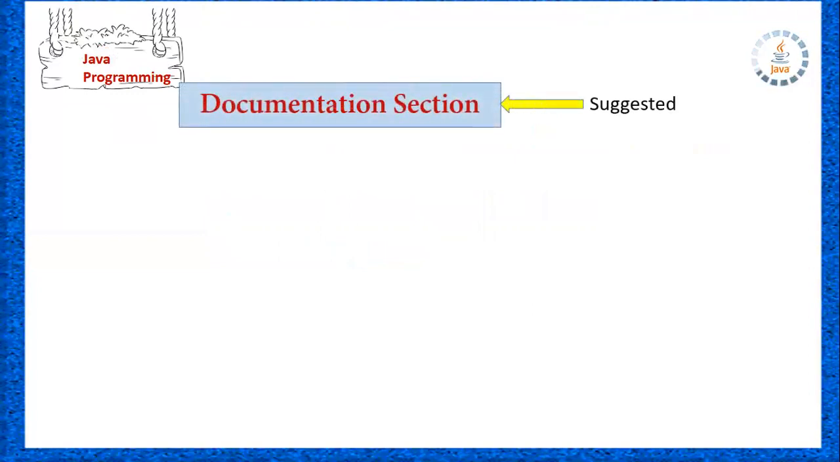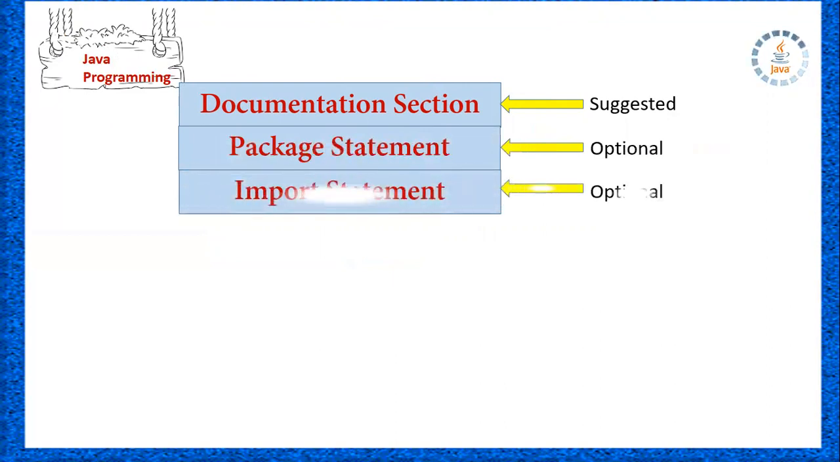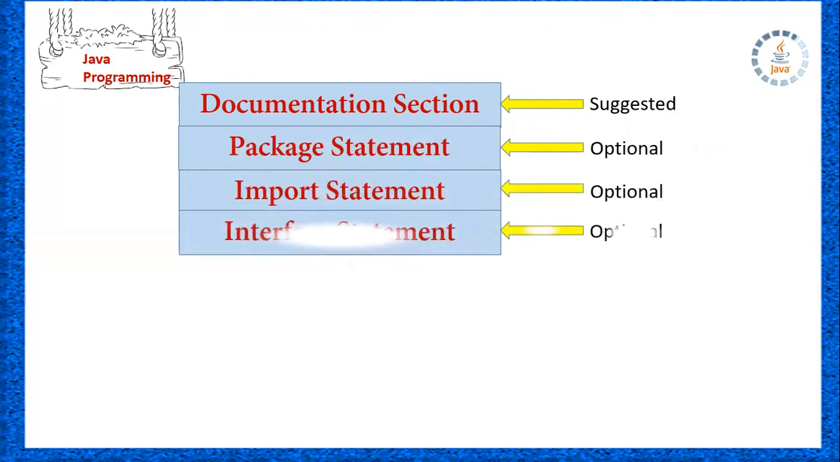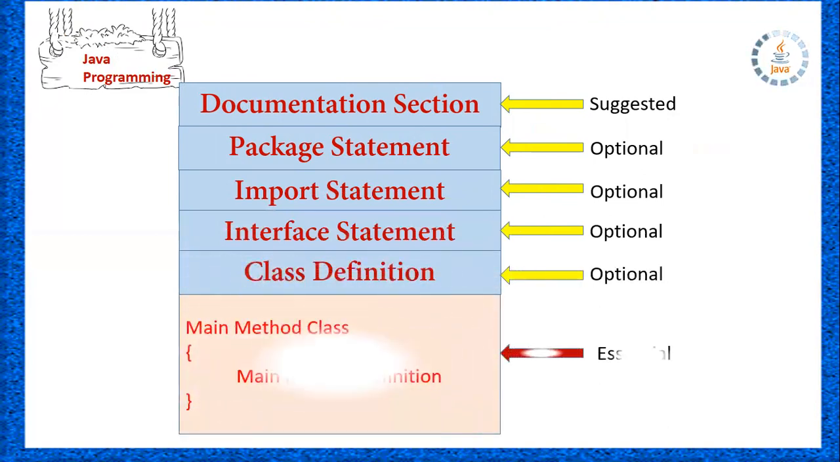This is the Java structure. Documentation section, package statement, import statement, interface statement, class definition, and main method class. Java programming language is platform independent. That means you can run Java on any platform.